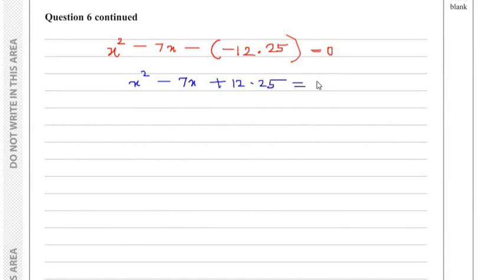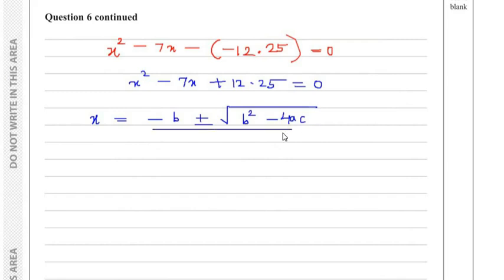Now we have to factorize this given expression using one of the three methods. That is, first one can be by splitting the middle term, or the second method is using the quadratic formula, or the third method is by completing the square. I'm going to use here the quadratic formula because that is much easier and faster here. So x is equal to minus b plus minus square root of b square minus 4ac over 2a. So this is the formula for quadratics. Now here we have a is equal to 1, which is the coefficient of x square. We have b is equal to negative 7, which is the coefficient of x, and c, which is a constant, we have got it as 12.25.